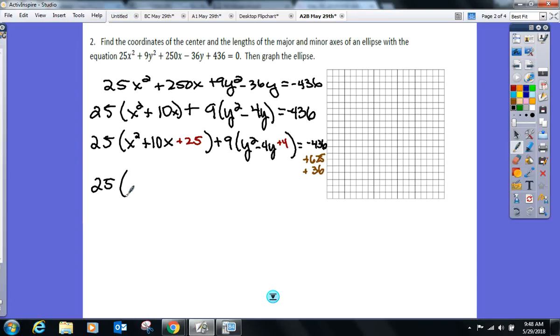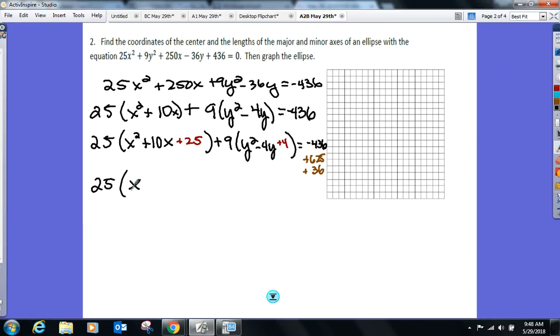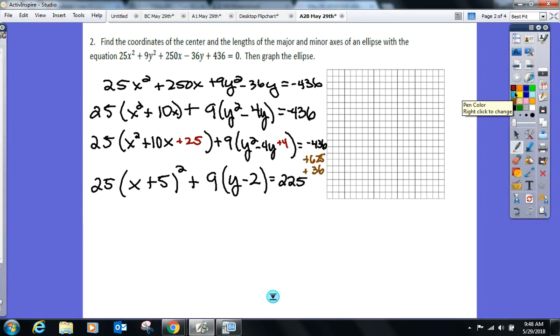So you got 25. What do you got? X. What was half your b value? 5. Yep. Squared plus. What's the second one going to factor into? Y minus, what was half your b value? Minus 2. And then when you combine everything over here, 225. Get it equal to 1. Divide everything by 225.